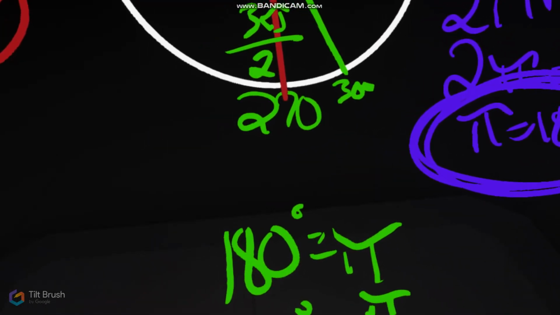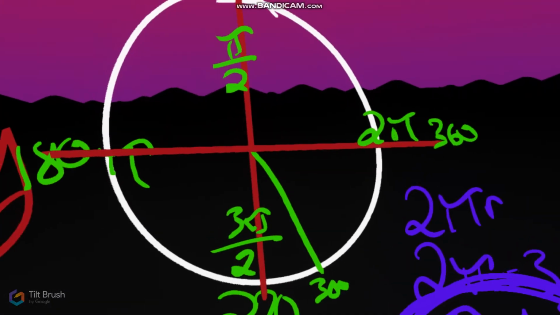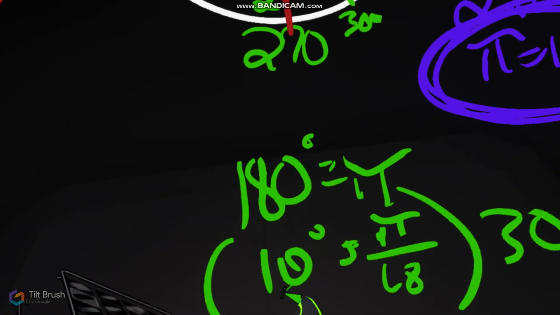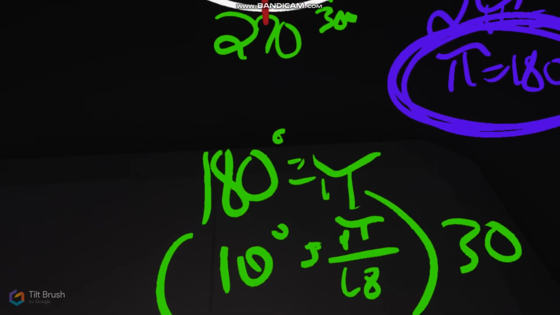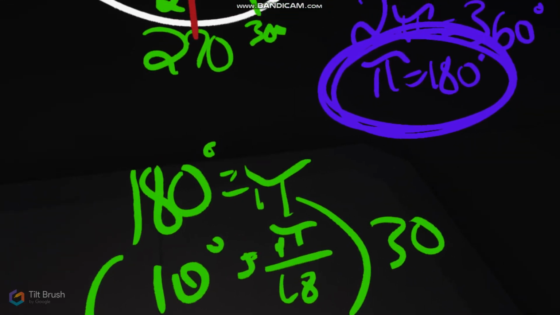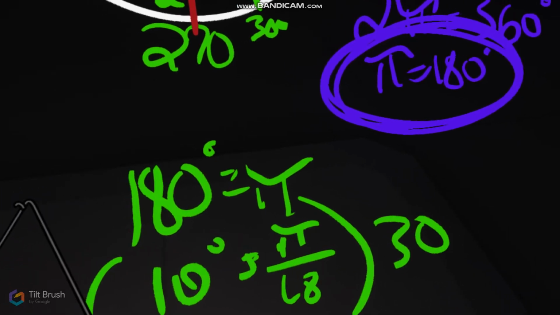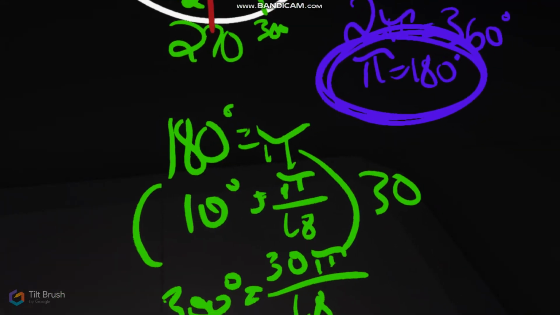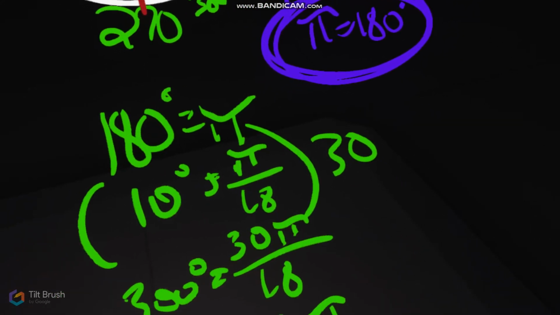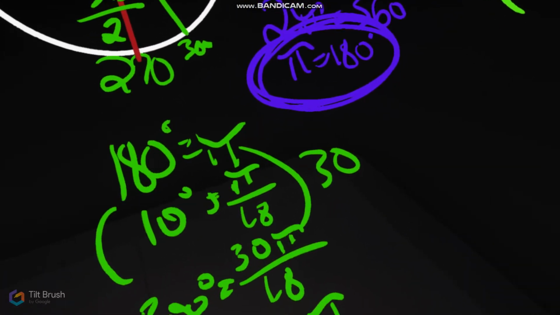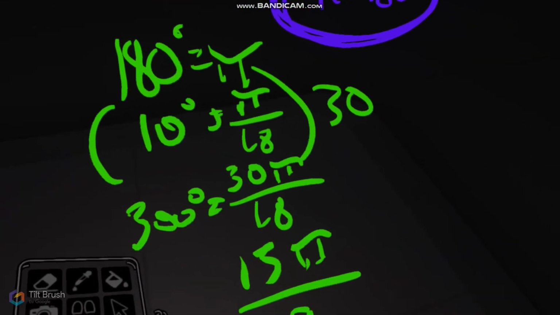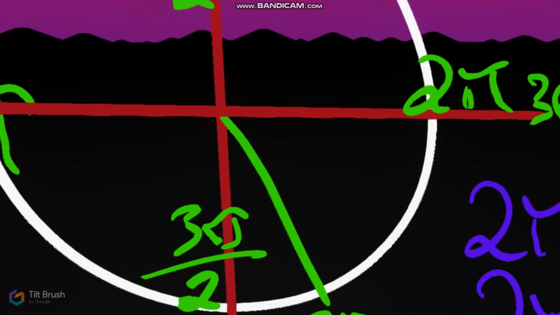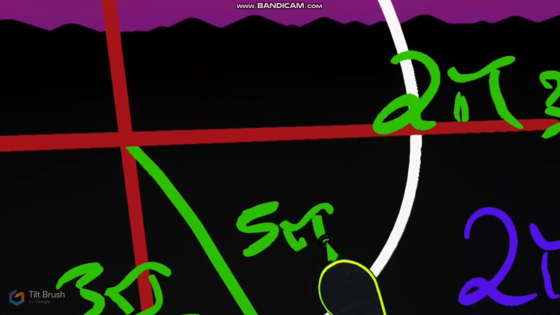Just algebra. If 10 degrees equals pi over 18, then if we multiply by 30, we get 300 degrees, which is what we're looking for, equals 30 pi over 18. We can simplify that, it becomes 15 pi over 9 when you divide by 2. We could have divided by 6, but then it becomes 5 pi over 3 when you divide by 3. And so this is 5 pi over 3.